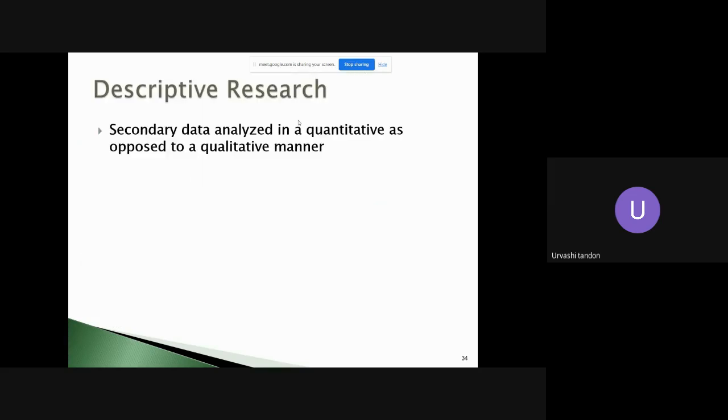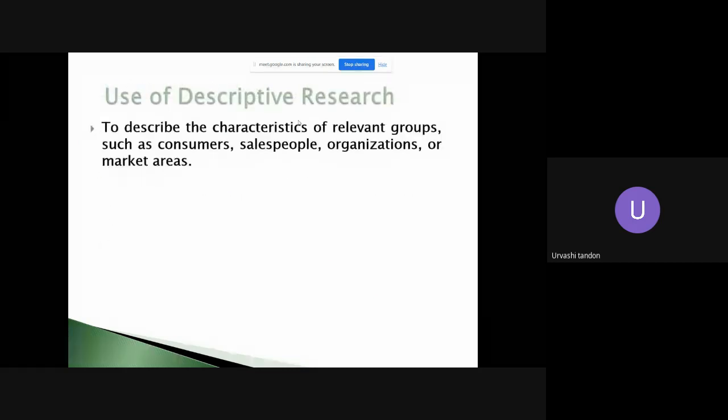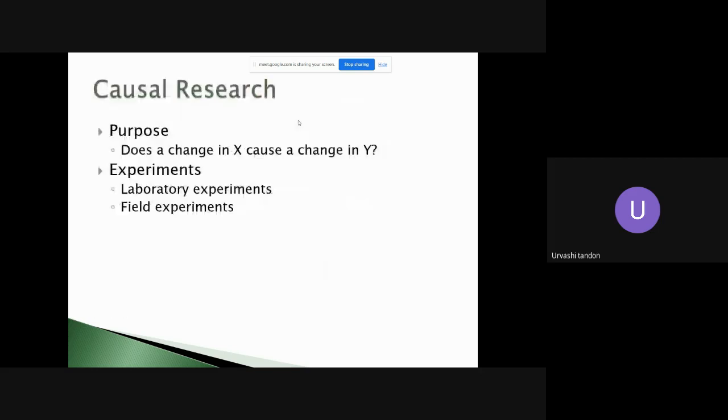So this is the descriptive research surveys. It includes a panel, the group of people, observational data, and to describe the characteristics of some groups such as consumers, salespeople, organizations, and market areas. We use the descriptive research to determine the perceptions of products. Suppose you are using herbal products. What is your perception regarding this? And to determine the degree to which marketing variables are associated, and to make predictions.